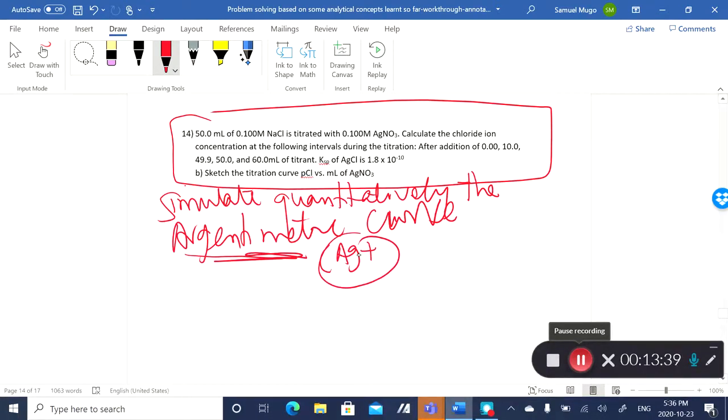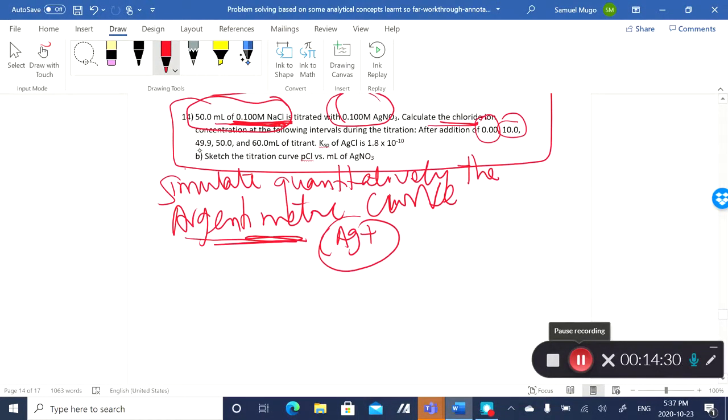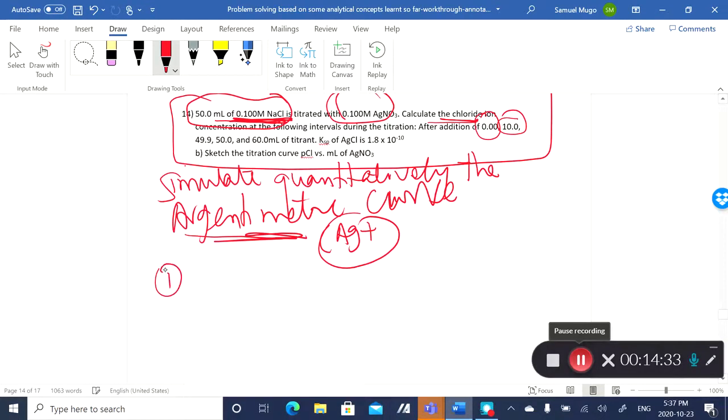And so you've been given a situation here where you're titrating a chloride standard with a standardized silver nitrate solution. And the question is, calculate the chloride ion that is present in your Erlenmeyer flask at different intervals in the titration. And the intervals are after I've added only 0.00 ml of the titrant, the silver, after I've added 10 ml, after I've added 50, and so on. And the idea here is for you guys to see the theory behind the titration that is taking place. Okay?